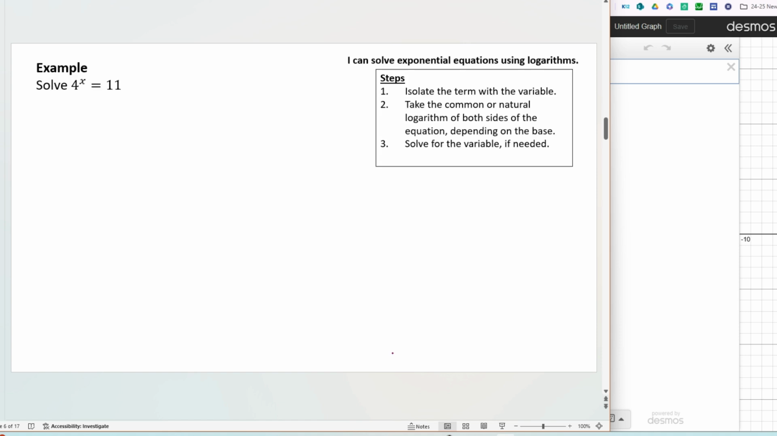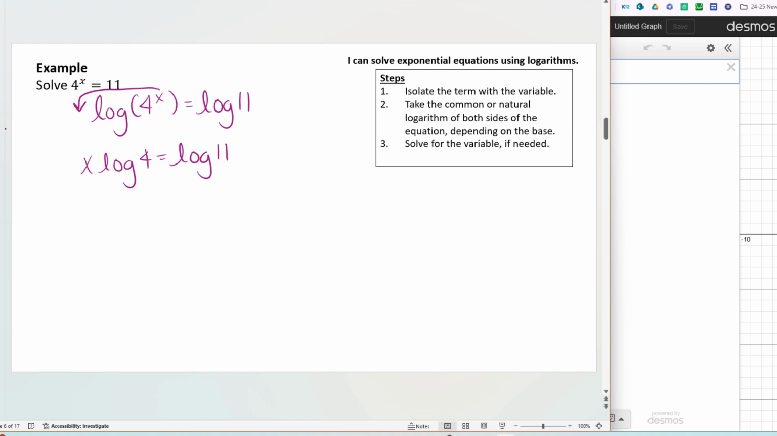So let's try solving this equation. We have 4 to the x equals 11. The base of this equation is 4, so I'm going to undo it using the common log. I'm going to take the common log of both sides. I have the log of 4 to the x equals the log of 11. When I do this, that power property is now going to allow me to bring this x down in front. So I have x log 4 equals log of 11.